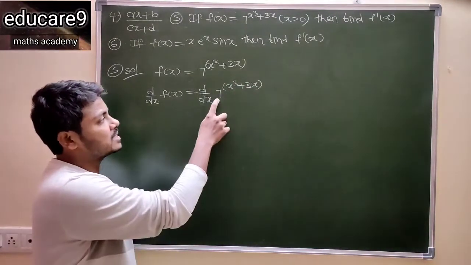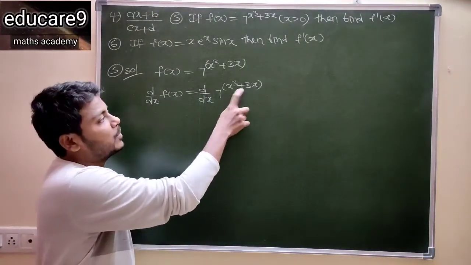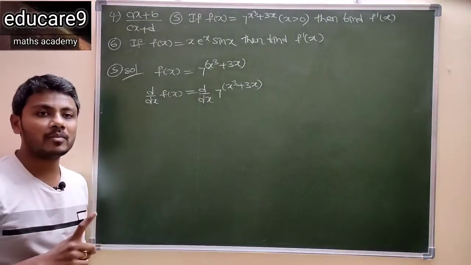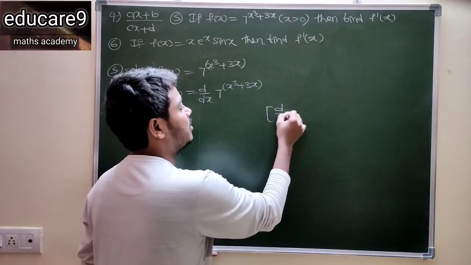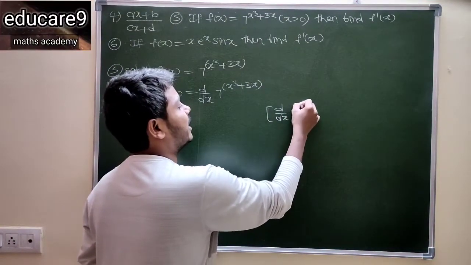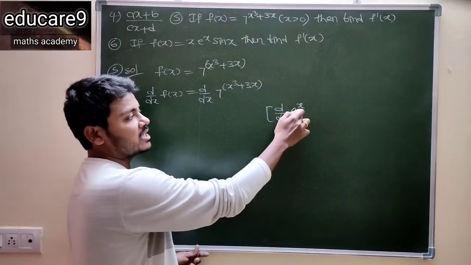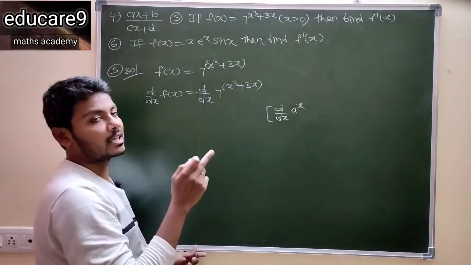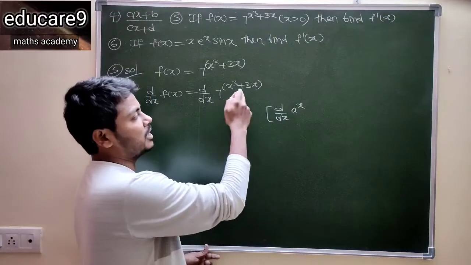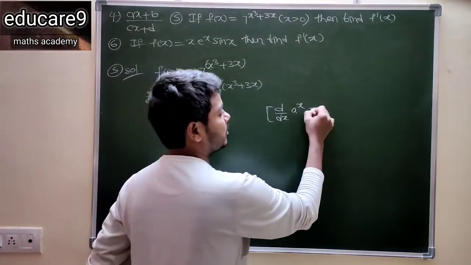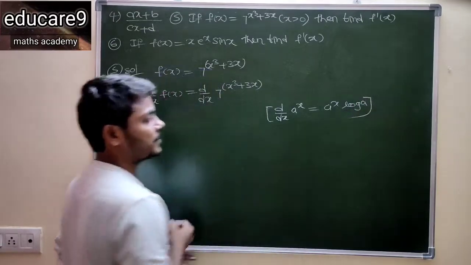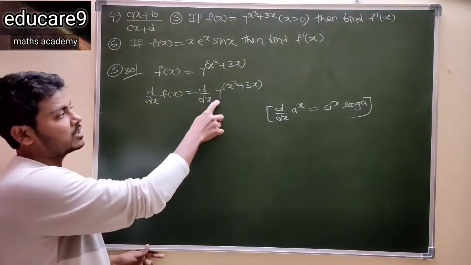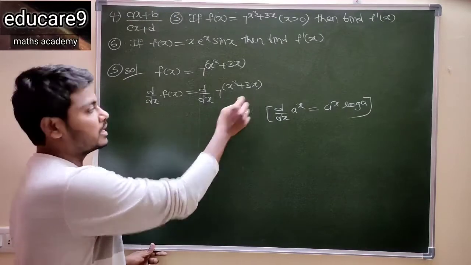Now see here base is 7, that is constant, and power is what? Algebraic term. We have only one formula, that is d by dx of a power x. Base is constant, power is an algebraic term, so it is in the form of a power x. Derivative of a power x is what? a power x log a. Here a is equal to 7, x is equal to x cube plus 3x.